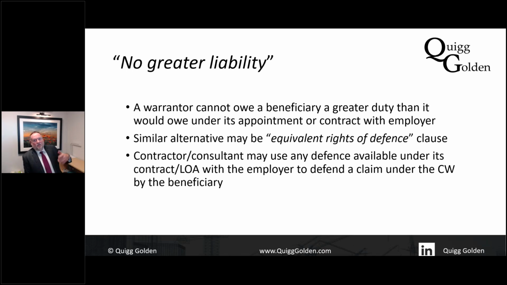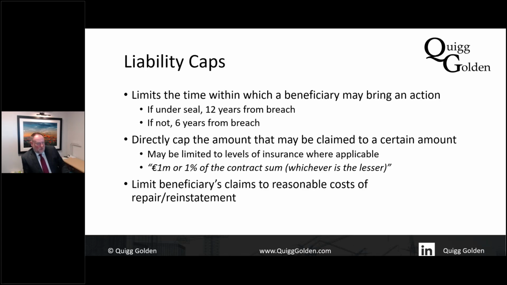Another way of putting it is you have equivalent rights of defence. There's different ways that clause can be written, but it's really important that it does have that clause in there. It's very, very valuable. You may also, as the person providing the warranty, negotiate that there will be a liability cap, so that any liability you have under the warranty is limited to some amount, perhaps the amount of your professional indemnity insurance, or 10% of the subcontract sum, or some other figure. Perfectly proper for you to negotiate and try and get that in.